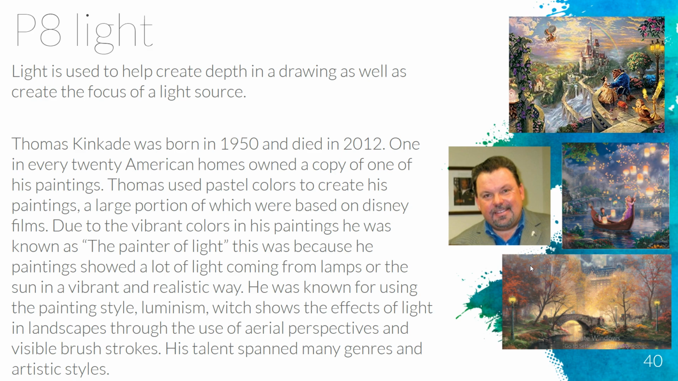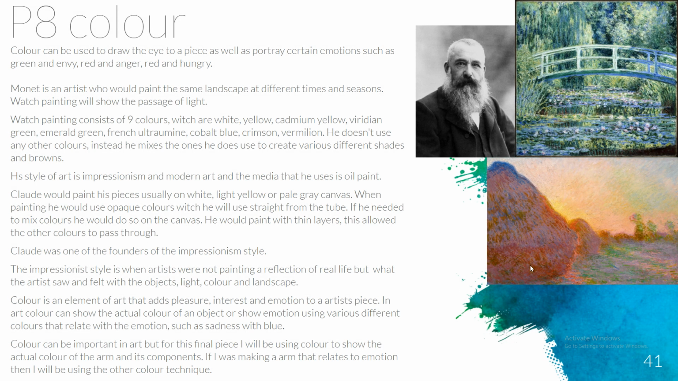This was because his paintings showed a lot of light coming from lamps or the sun in a vibrant and realistic way. He was known for using the painting style luminism, which shows the effect of light in landscapes through the use of aerial perspective and visible brushstrokes. His talent spanned many genres and artistic styles.